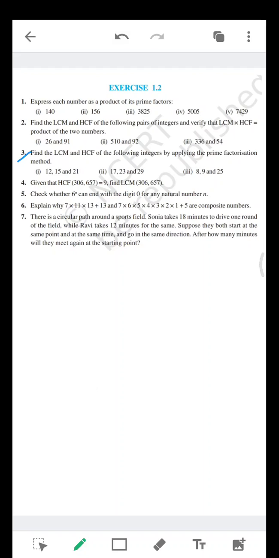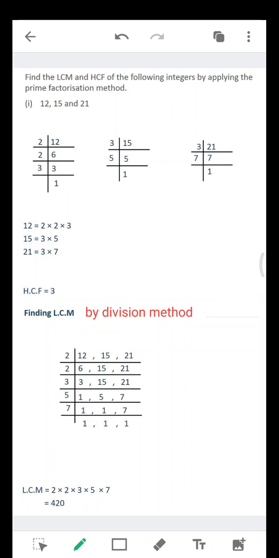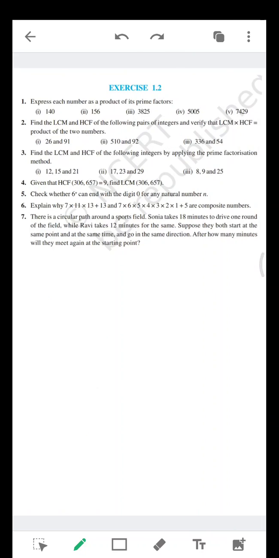Today we are going to learn how to find LCM and SCF again, but by applying the prime factorization method. Yesterday I said there are two methods of finding LCM and SCF. One is the division method and another is the prime factorization method. So before we go for the prime factorization method, let's recall the division method. The first question I have taken here is finding the LCM and SCF of 12, 15 and 21.